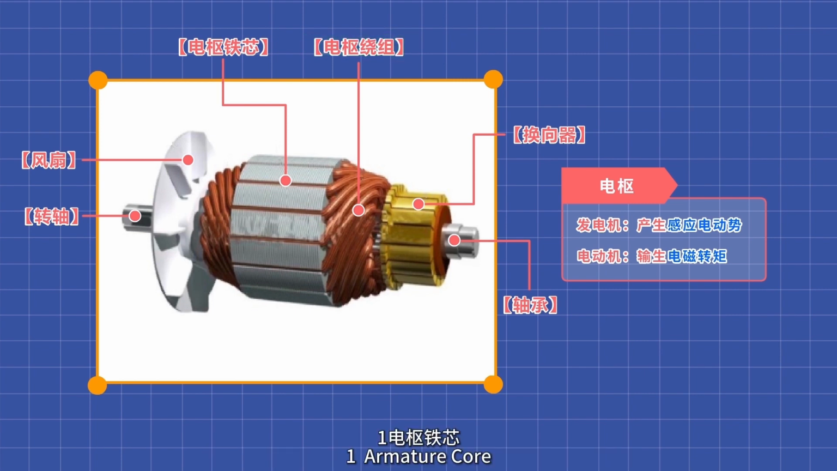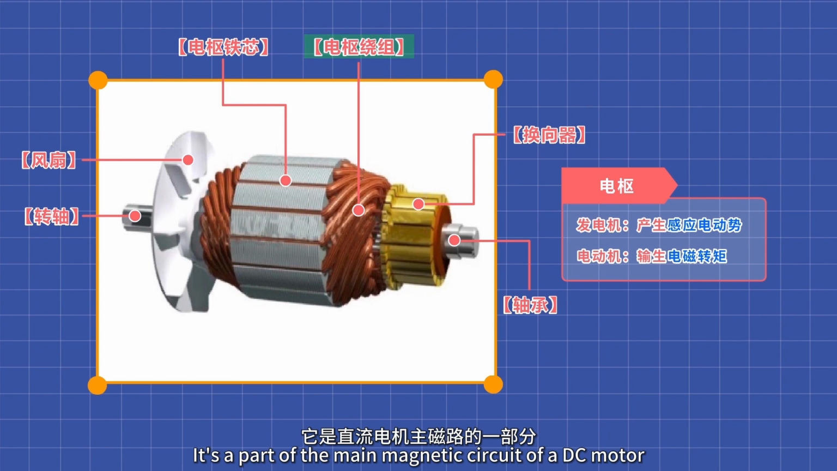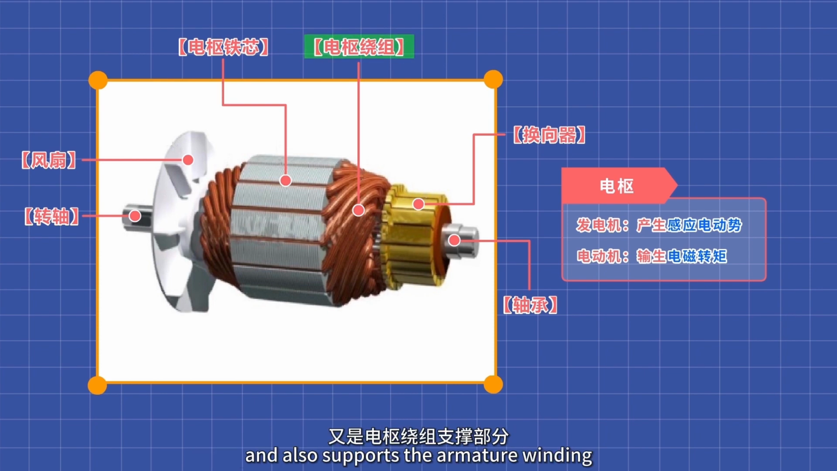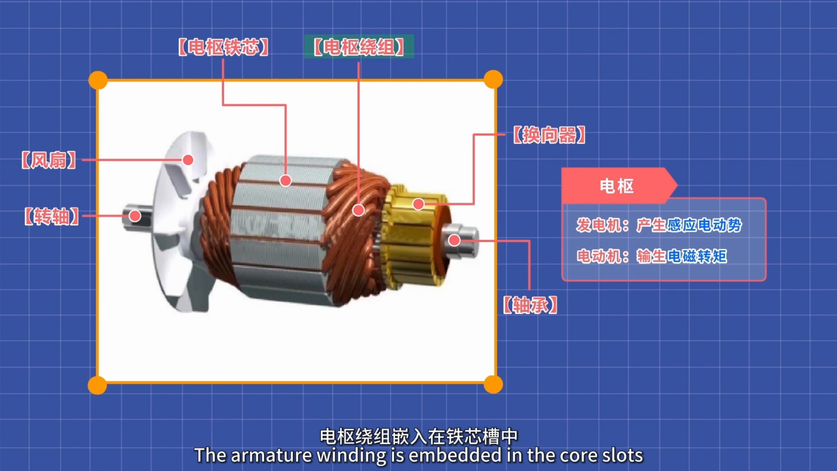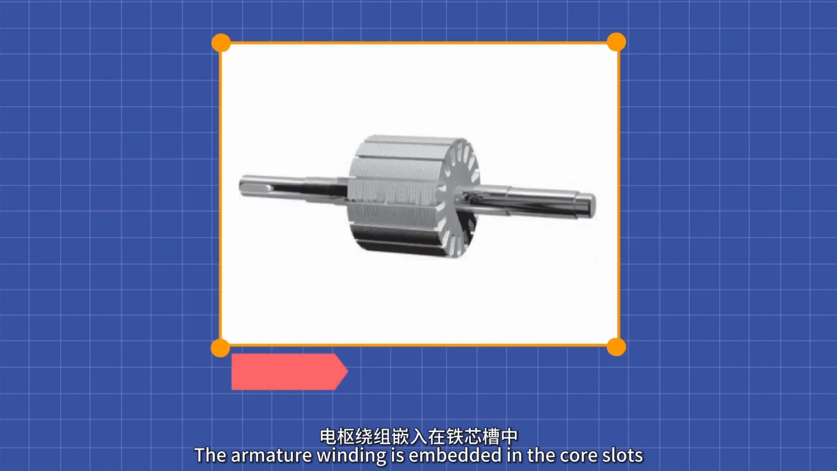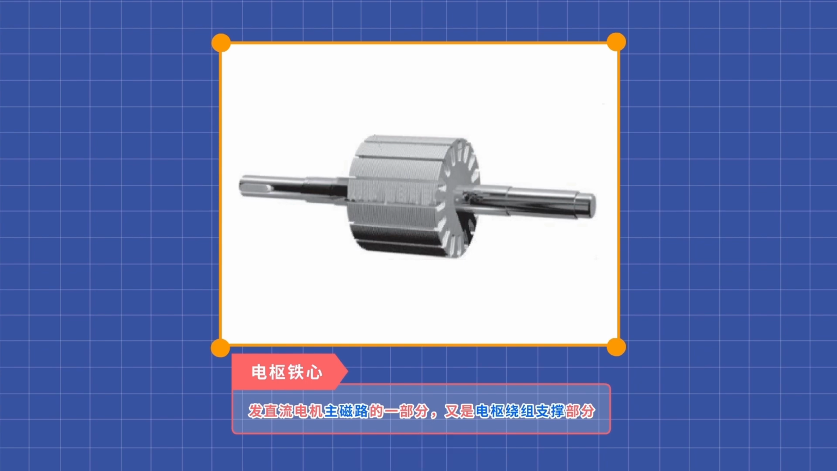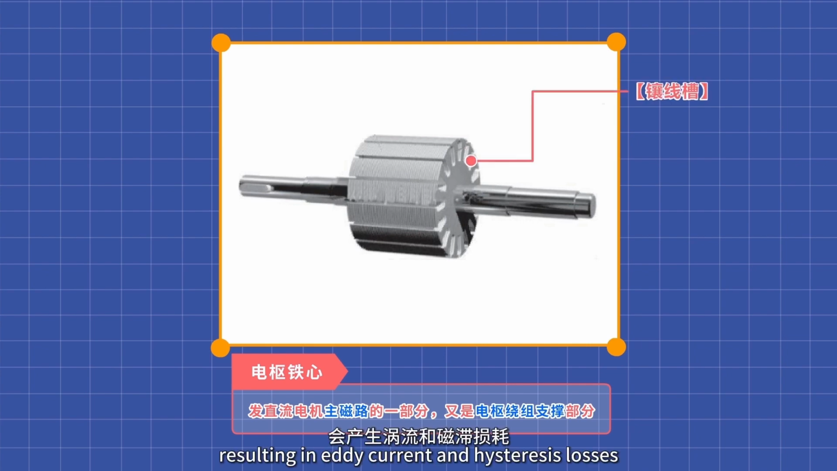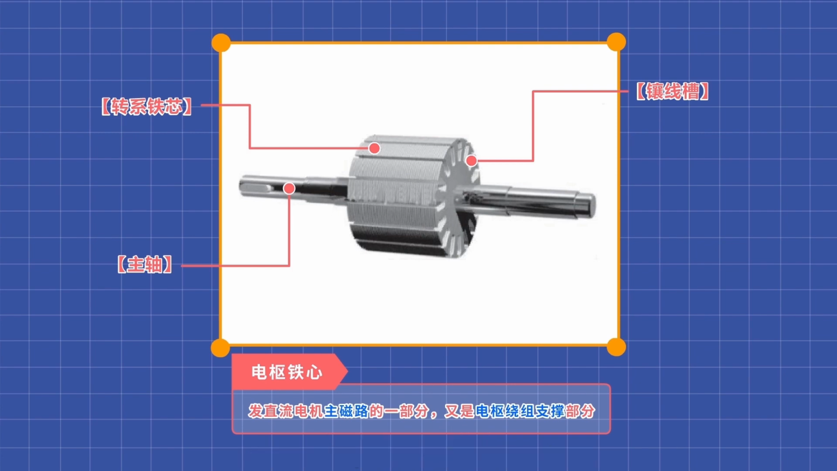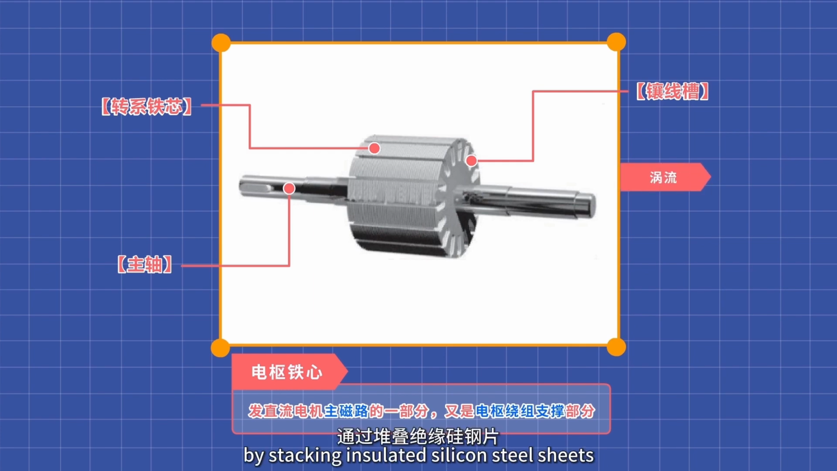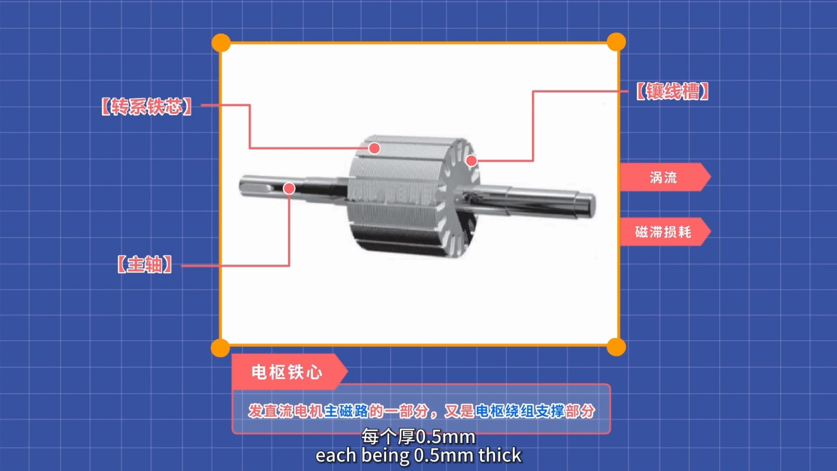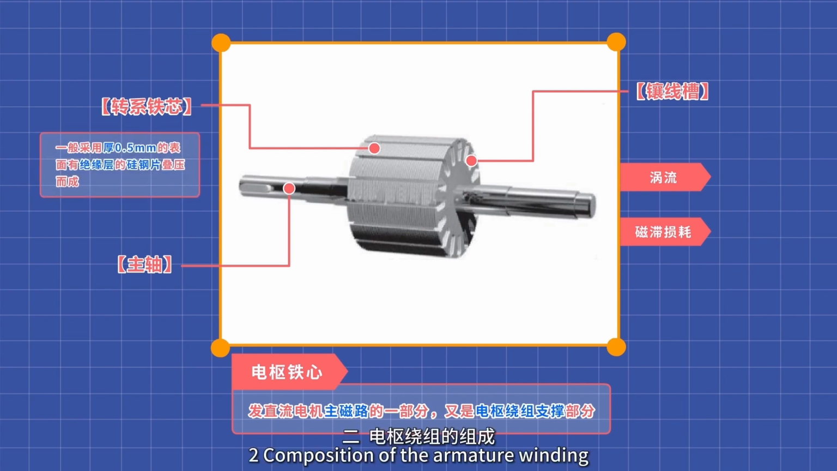1. Armature core. It's a part of the main magnetic circuit of a DC motor and also supports the armature winding. The armature winding is embedded in the core slots. When the armature rotates, the direction of magnetic flux in the core constantly changes, resulting in eddy current and hysteresis losses. To reduce these losses, the armature core is generally made by stacking insulated silicon steel sheets, each being 0.5 millimeters thick.